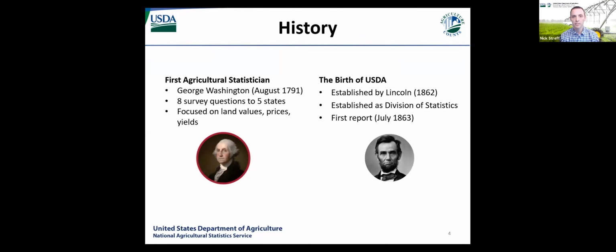That was one of the question's goals. Then you jump ahead to President Lincoln in 1862. That's when President Lincoln established the USDA, and from the very beginning, NASS was part of that. We had a different name back then, called the Division of Statistics. And the first report was put out in 1863. So while we have had a few different names over the years, the importance of collecting data and publishing it has been at the forefront since the beginning of USDA.